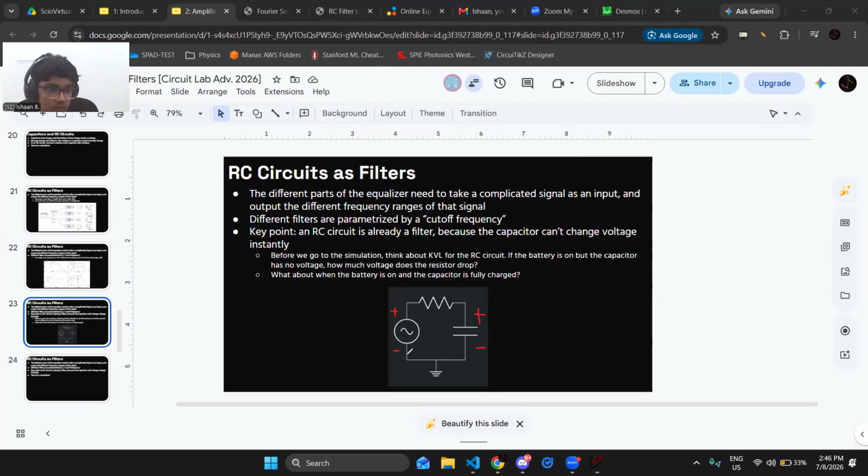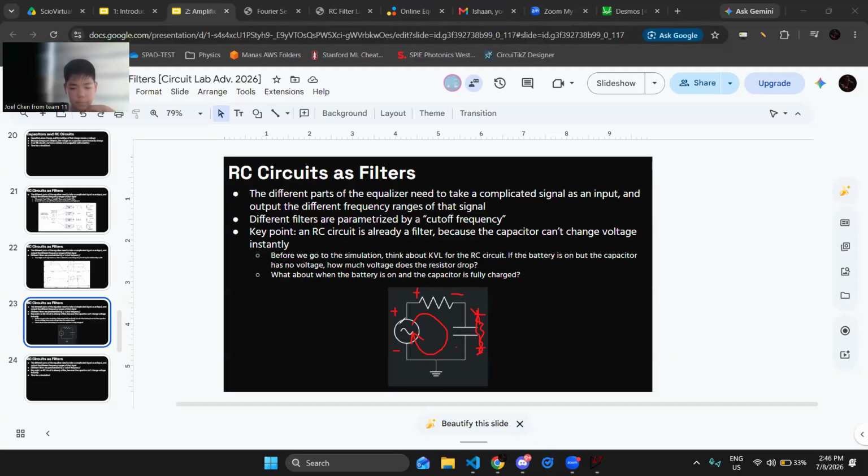Almost none. Almost nothing. Exactly, because of KVL, the voltages around the loop sum up to 0. Okay. So what about when the capacitor is dropping basically no voltage? The resistor is dropping the rest of the voltage.